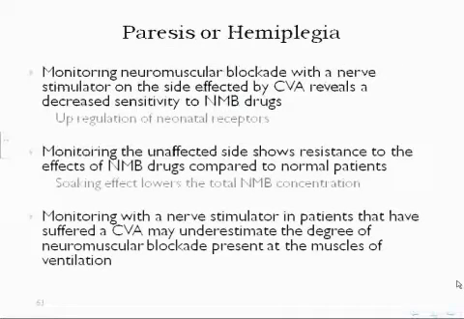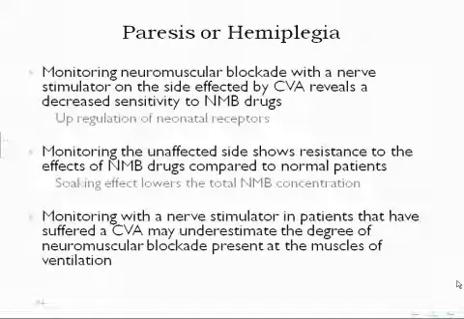If you have somebody with paresis or hemiplegia, it depends on where you're monitoring. If you're monitoring the side of the hemiplegia, that area is already burnt out. So when you do the twitch monitoring, you're not going to see the effect that you want, so you tend to believe that the person is adequately muscle relaxed. There's also upregulation of these neonatal receptors, which also will soak up this side, and you won't see the effect that you want to see.